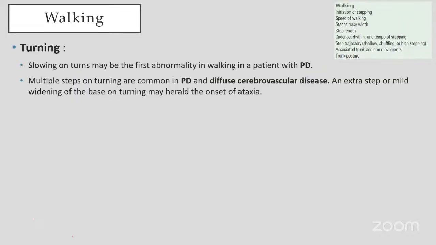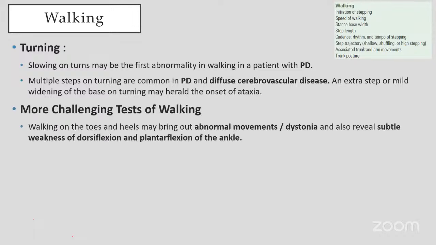During turning, the slowing on turns may be the first abnormality in walking in a patient with Parkinson's disease. Multiple steps on turning are common in Parkinson's and diffuse cerebrovascular disease. An extra step or mild widening of the base on turning may herald the onset of ataxia.